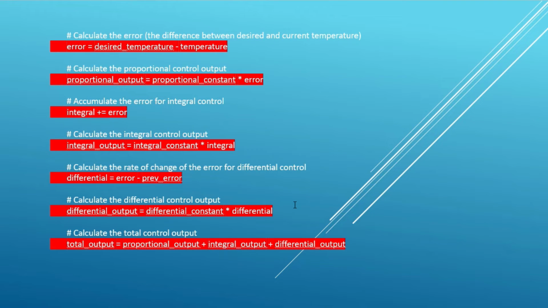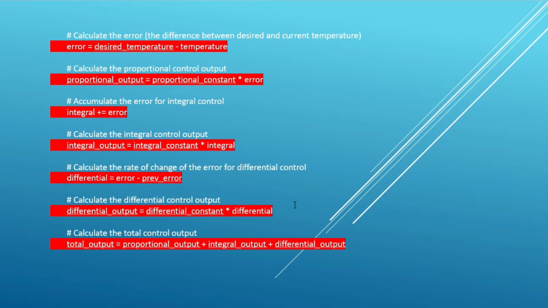So now that we have the temperature, we have to calculate several variables. The error is the difference between the set point and the temperature of the heater. The PID control outputs must be calculated as well. The proportional output is the proportional constant, K of P, times the error. The integral control output is determined by first accumulating the integral error and then multiplying the integral error by the integral constant, K of I.